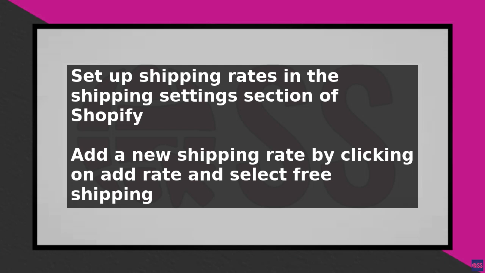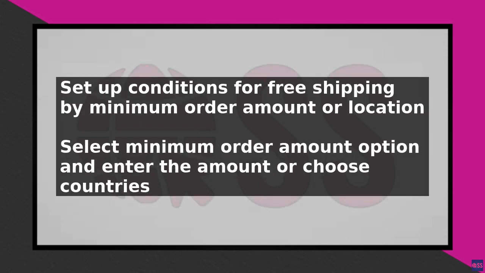To set up a minimum order amount, select the minimum order amount option and enter the amount. You can also select the countries or regions where the free shipping option is available. Once you have set up the conditions, you need to save the changes. To do this, click on Save Rate and the free shipping option will be available to your customers.